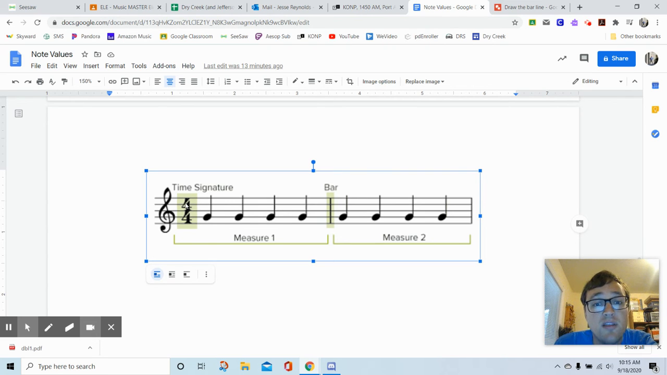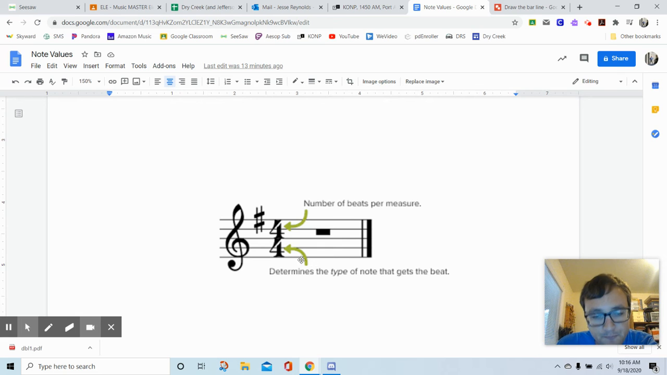It tells you where the measures are and where to draw the bar lines. Okay, so how do we? If you look at it really closely, it looks like a 4 on top of a 4 right there. This is called 4/4 time. You might think, oh, 4/4 time, that makes sense because there's 2 4s. 4/4 time is what it's called. So let's look at 4/4 time.